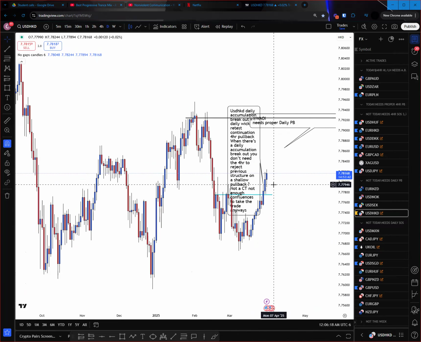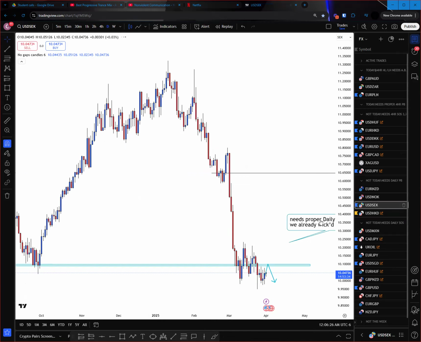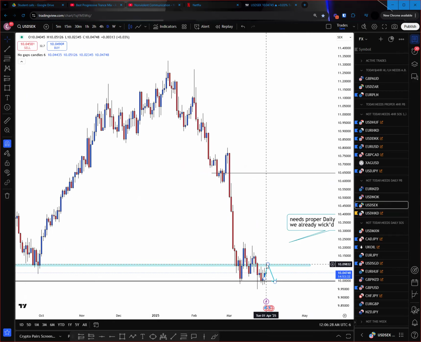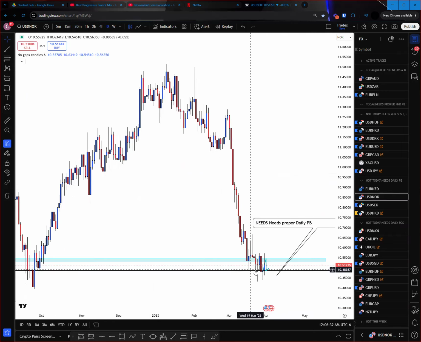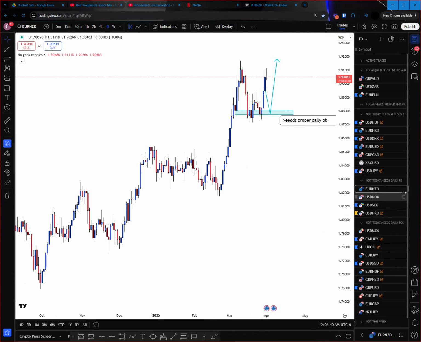And USD HKD, this needs a proper daily pullback now, so we can have a proper daily pullback to an area of interest, and then we can look for the move. USD SEK, same thing, needs a proper pullback, and then we can look for the move. USD NOK, same thing, needs a better pullback, and then we can look for the move. Euro NZD, same thing, needs a better pullback, and then we can look for the move.